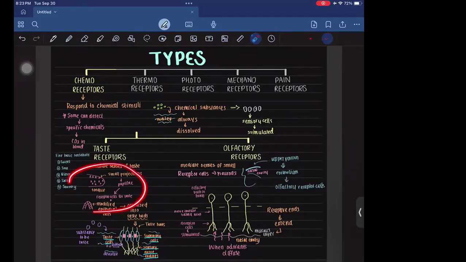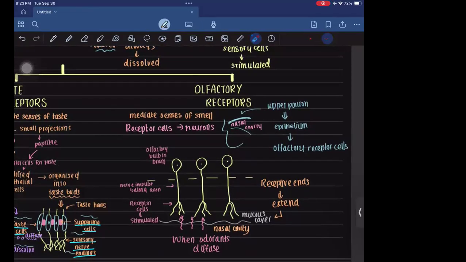So here the watery medium is basically the saliva surrounding, and here the watery medium is of course the mucus layer. So when the odorants diffuse into this mucus layer, since the receptive ends of the receptor cells are present, the receptor cells will get stimulated. Then they will transmit the information to your brain. How? There will be a nerve impulse traveling along the axon, and ultimately it will reach the olfactory bulb in the brain. Then your brain will tell you whether you have to keep smelling or not.